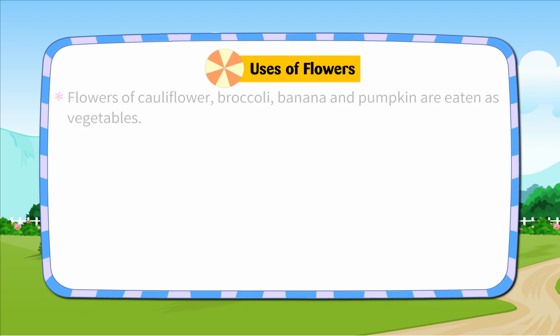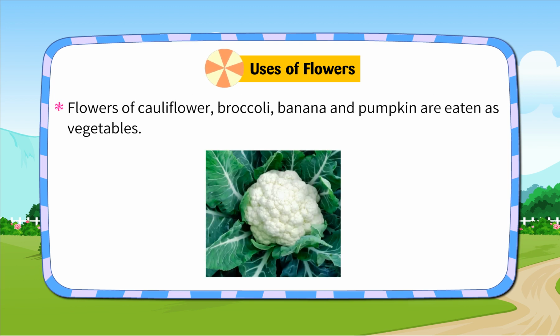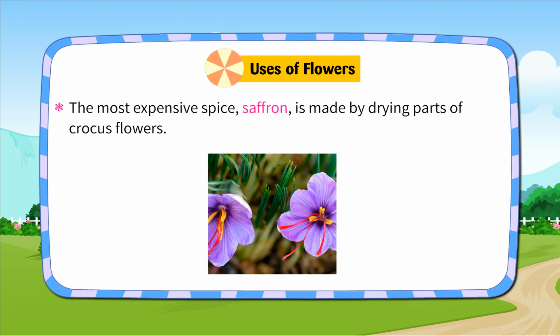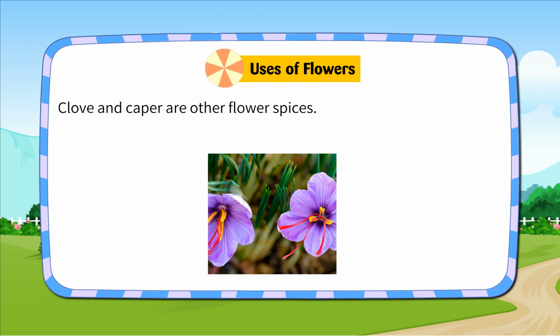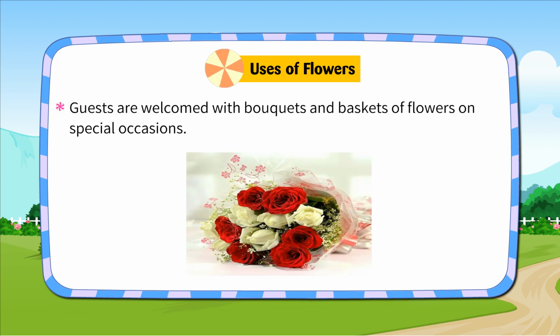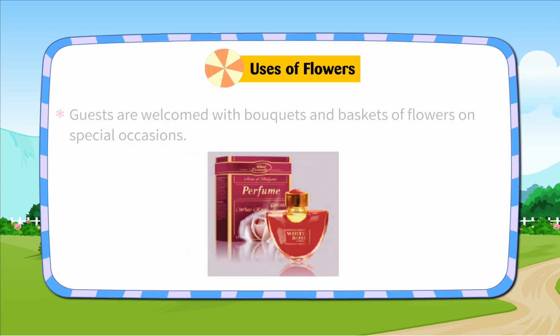Uses of flowers. Flowers of cauliflower, broccoli, banana, and pumpkin are eaten as vegetables. The most expensive spice, saffron, is made by drying parts of crocus flowers. Clove and caper are other flower spices. Guests are welcomed with bouquets and baskets of flowers on special occasions.